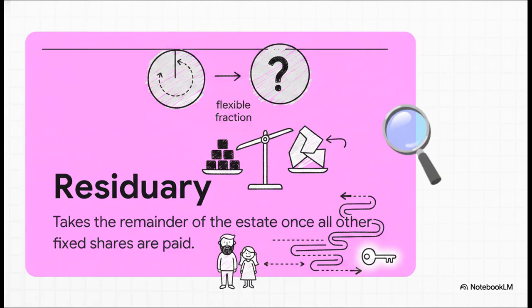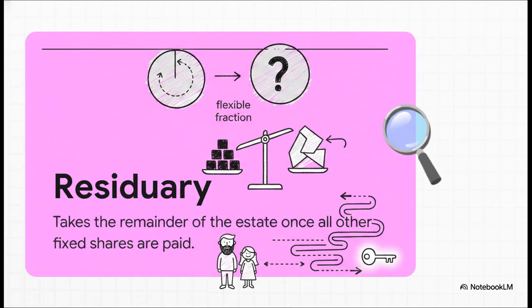But the math isn't just static. This is where it gets really dynamic, and it brilliantly shows off the flexibility of the whole system. We need to define what a residuary is right off the bat. A residuary is a sharer whose fixed fraction actually drops, and instead they convert into taking whatever the remainder of the estate is once all the other fixed shares are paid out.